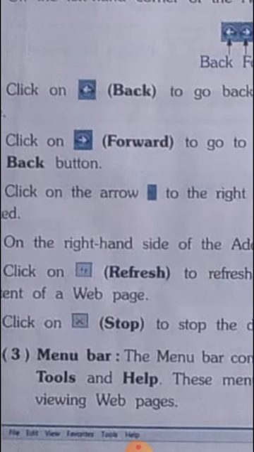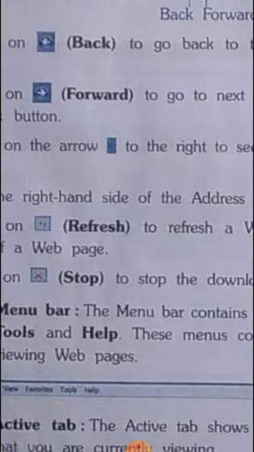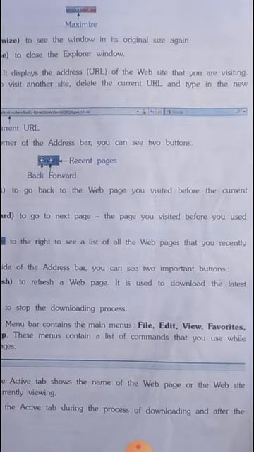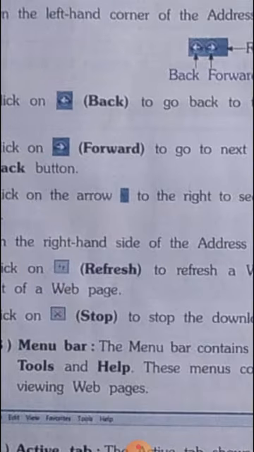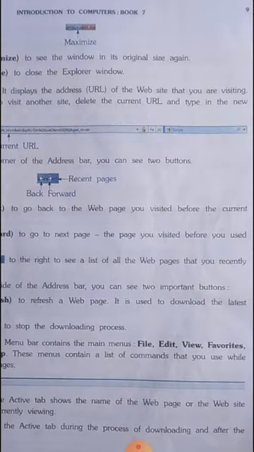Two more buttons are there. These are called the refresh and stop buttons. The refresh button is used to refresh a web page. It is used to download the latest content, and the stop button is used to stop the downloading. So where can we get these two buttons? Here.